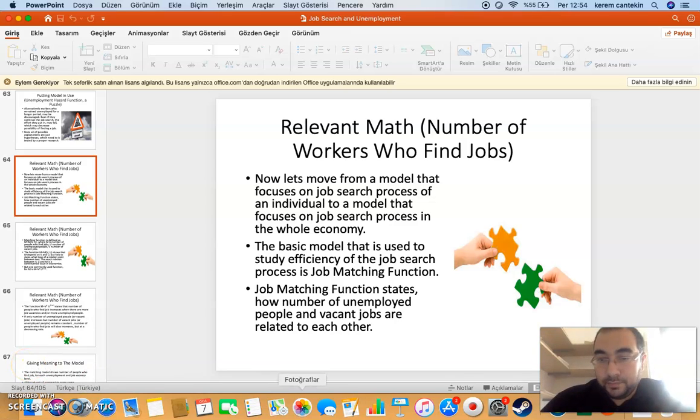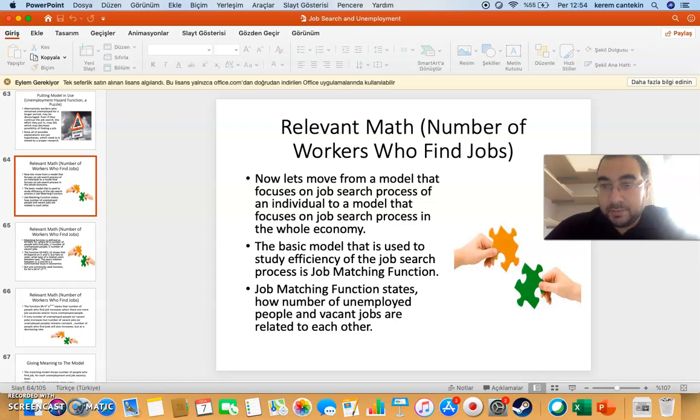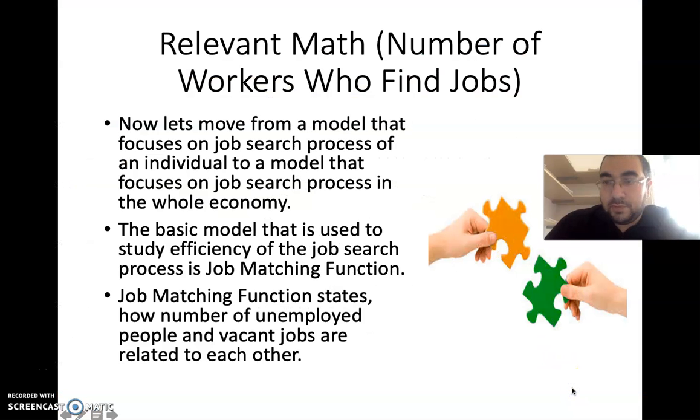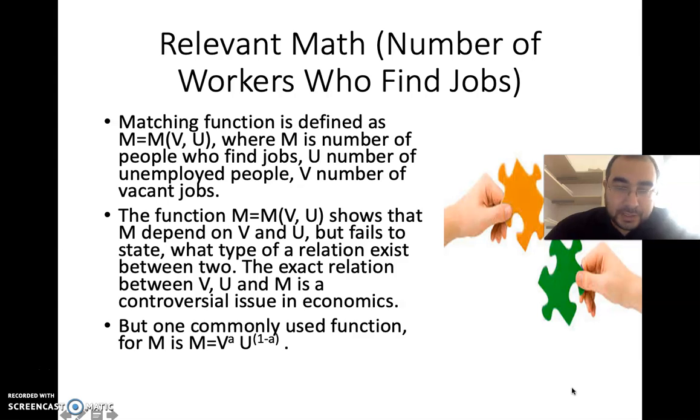So there is a particular type of function which can actually be modified for each particular country, which shows kind of how fast unemployment is decreasing in that country. It's called the job matching function, and it brings two different variables together as independent variables. One is U, which is unemployed people. The other one is V, vacant jobs. And you have coefficients on them.